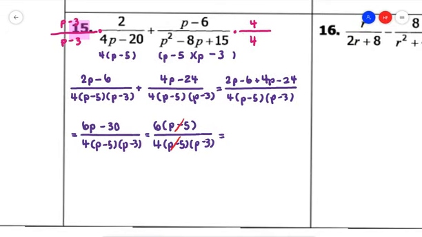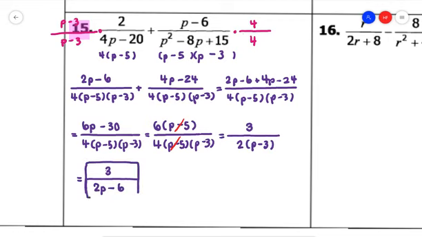p minus 5 on top and on bottom cancel. And 6 divided by 4 is 3 over 2. So we're left with a 3 on the top, a 2 on the bottom, and p minus 3. We can leave it like that, or go one step further and multiply everything by 2 on the bottom. So we end up with 3 over 2p minus 6.